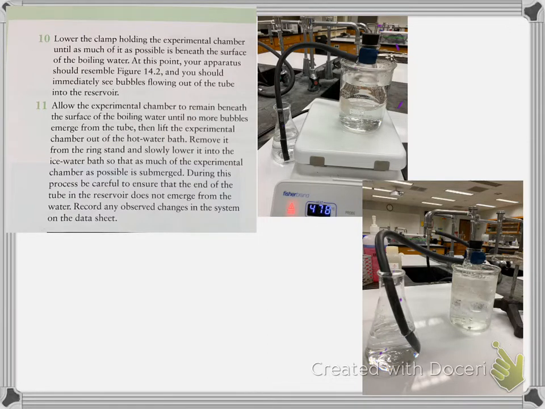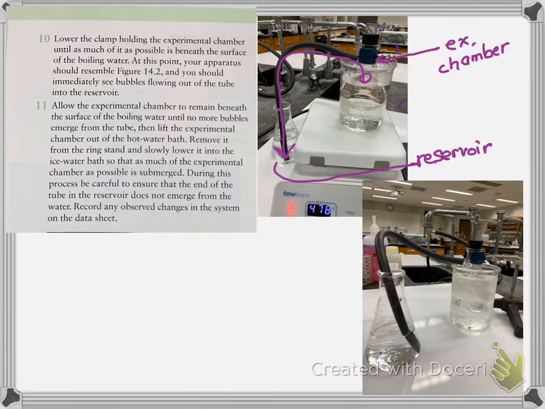Then step 10, lower the clamp holding the chamber, and we lower this chamber. There's the experimental chamber right here, and I've lowered it into boiling water. And down here is the reservoir. They tell you it's very, very important that you don't allow that tubing to come out. What happens is there's air inside of this experimental chamber. As it heats up, the air expands and goes down this tube, and we see bubbles.